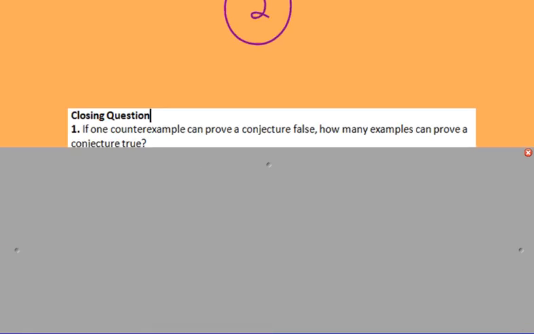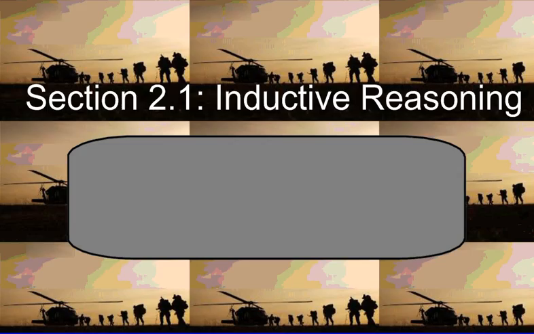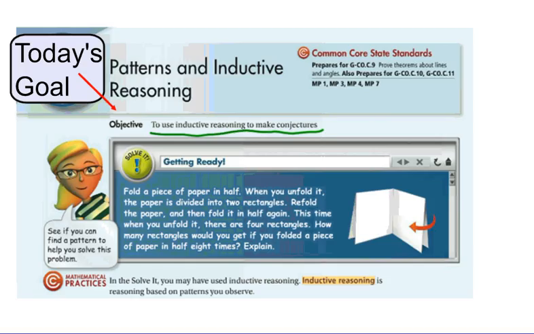So we're going to end with one closing question I want you to think about. If one counterexample can prove a conjecture false, because really you only need one and the conjecture is false, how many examples do you think can prove a conjecture true? There's something to think about. And think about the goal for today, which had nothing to do with counterexamples really, but it does have to do with conjectures, using inductive reasoning to make conjectures.